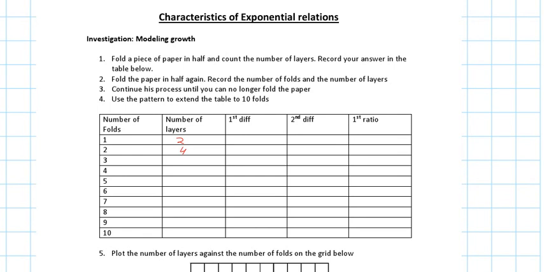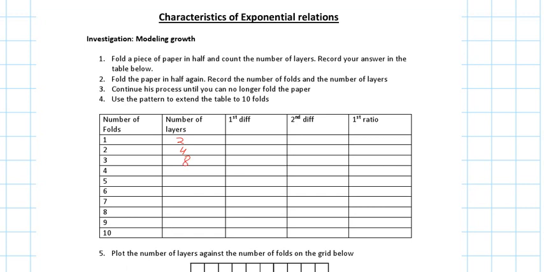Fold it one more time in half. And let's count the layers. So you have 1, 2, count with me, 3, 4, and then 5, 6, 7, 8. Do you guys have that? You have 8? Okay. So if I fold it 3 times, I have 8 layers.